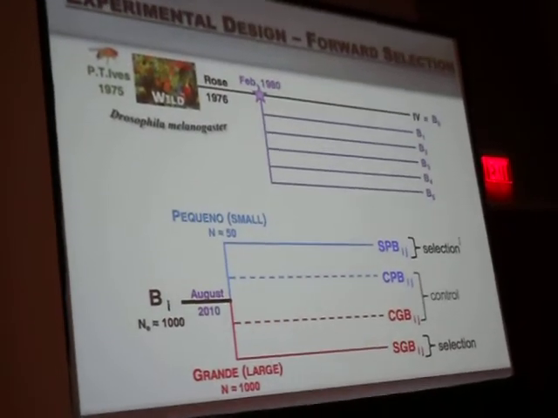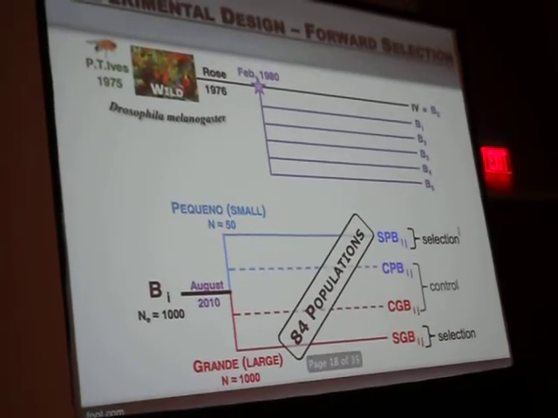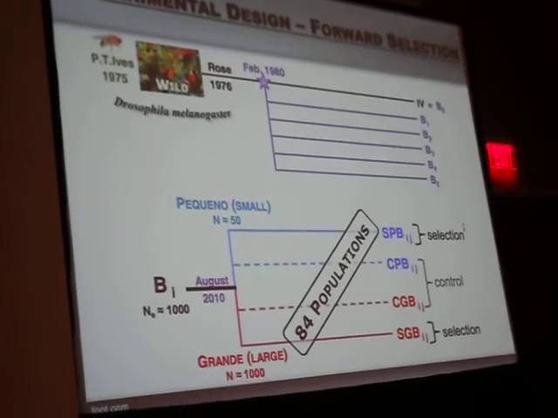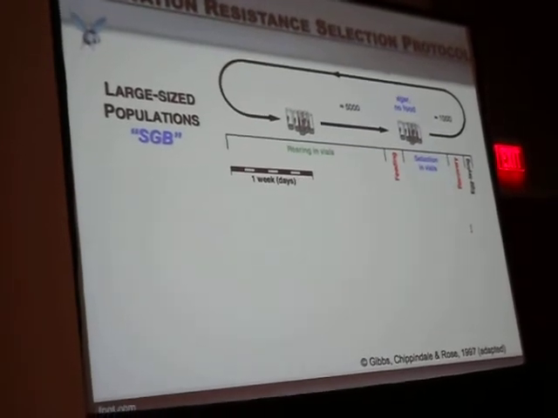Half of them underwent selection for starvation resistance, the other half were the controls. And at the end of the day, I had the magic number of 84 populations to take care of. The starvation resistance selection protocol was very simple.